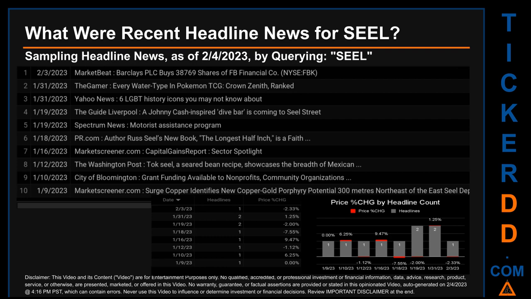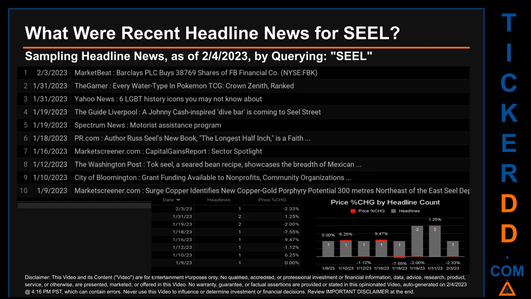Correlated or not, as it happened, the stock price for SEEL on those publication dates respectively saw a jump of 1.25% along with a drop of -2.00% when comparing the day's opening versus closing price. Monday, January 16, 2023 was the day with the highest percentage change in price when we compare opening versus closing price for the ticker. The day saw a jump of 9.47% when SEEL opened trading at 0.95 and closed at $1.04. There was one found headline when MarketScreener.com published the headline that read, Capital Gains Report, Sector Spotlight.